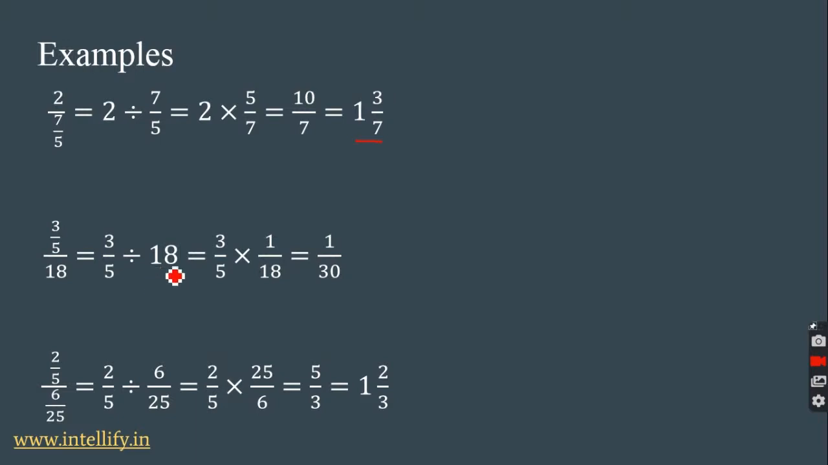So this turns into a product. So 3 by 5 into 1 by 18. So 3 into 6 is 18 and 3 into 1 is 3. So 1 by 5 into 6, that is 1 by 30.